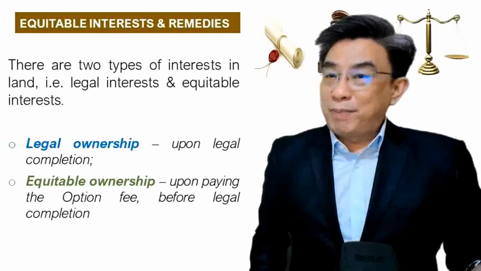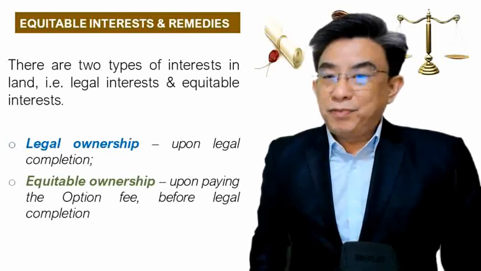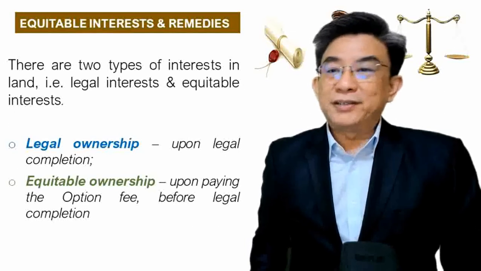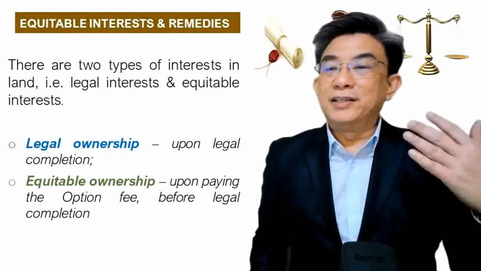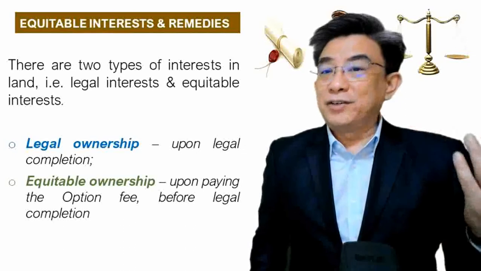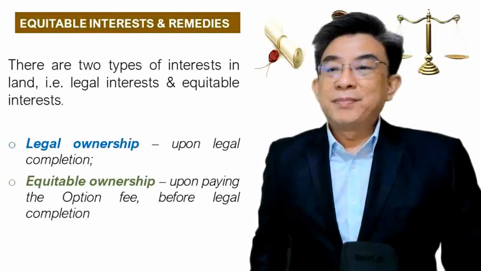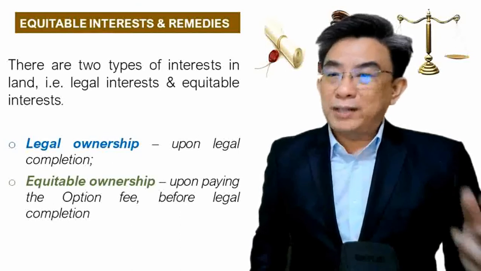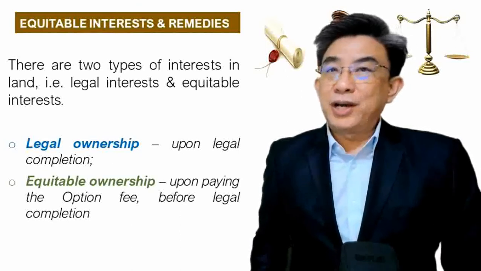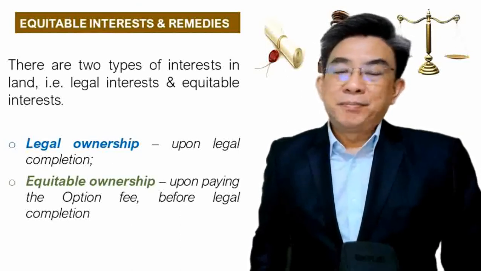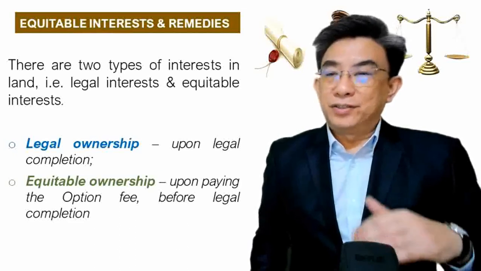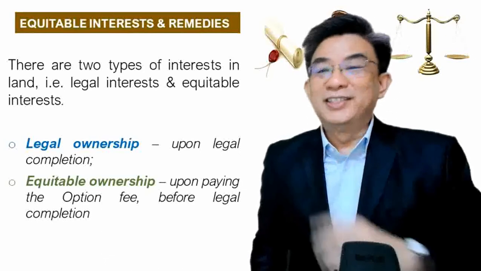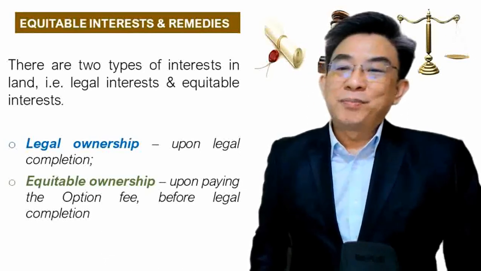You go out and buy a house. Before you go for your legal completion, you're not the legal owner yet, meaning in the title registry, your name is not there. The legal owner is still the seller. So then what kind of interest do you have in land? Basically, what you have is not recognized by the land titles office, but is recognized by the court. So this is called equitable ownership.